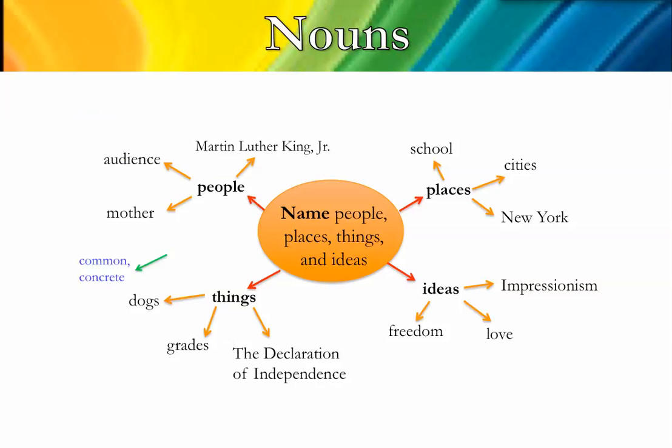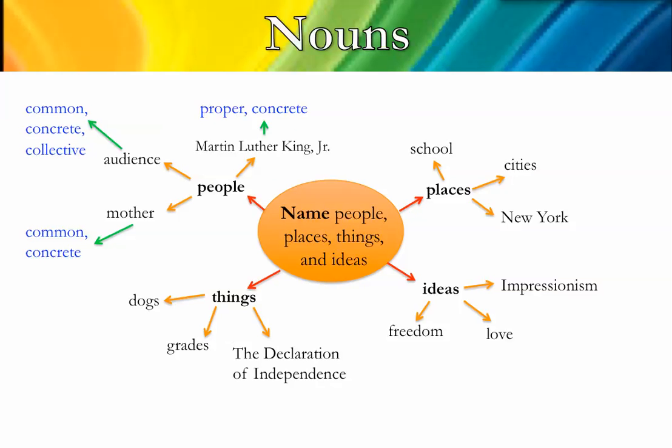Mother is common and concrete. Audience is common, concrete, and collective, because usually audience is used as one word that's referring to an entire group of individuals. Martin Luther King Jr., because it refers to a particular person, is proper and concrete. It's proper and it's capitalized. School is common and concrete. Cities is common and concrete. New York is proper and concrete.